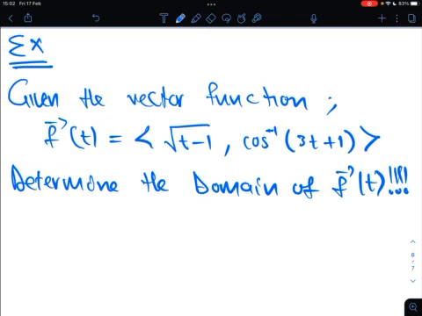Because remember, every time you have something like this, you know that the first component always stands for x of t, and the second component always stands for y of t. So we shall keep that in mind. Then now we'll see how to actually go about solving this problem.